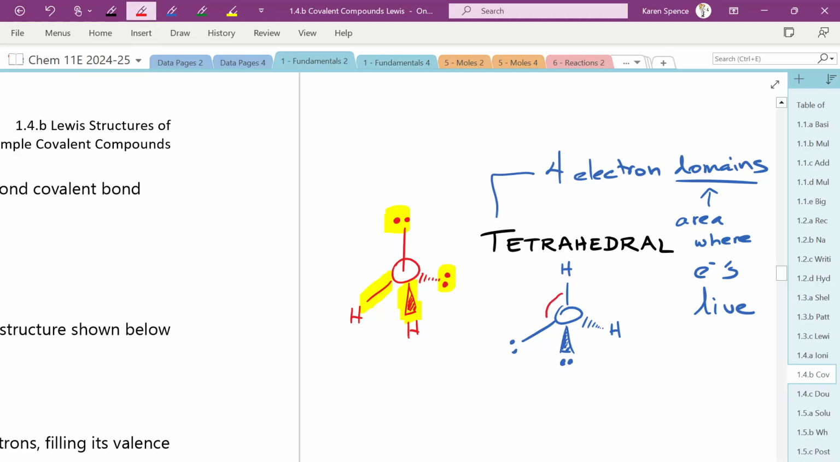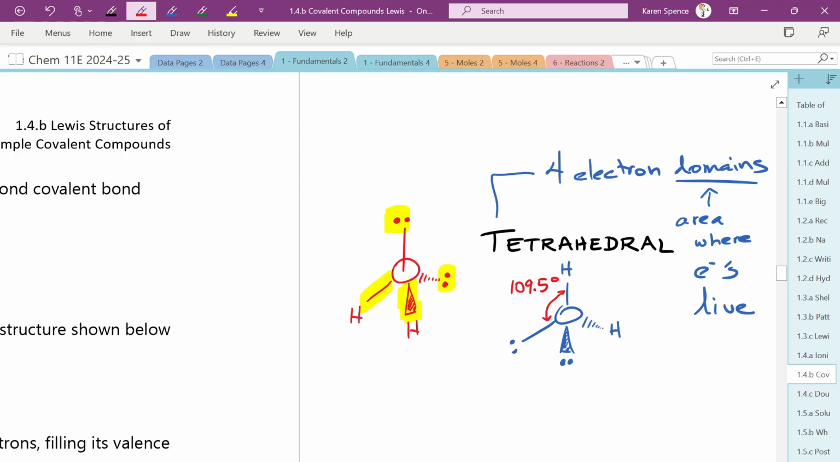And the angle between any of these bonds, they're all the same. The angle between the bonds is 109.5 degrees. 109.5. Sounds like a radio station, doesn't it? You guys even listen to the radio anymore? Some of you. Yeah, okay.